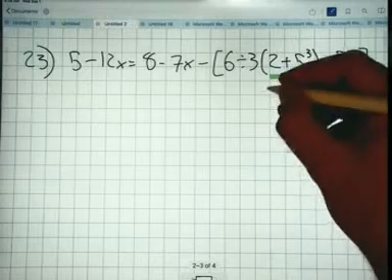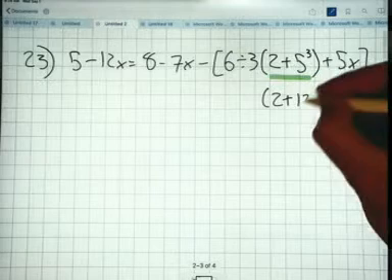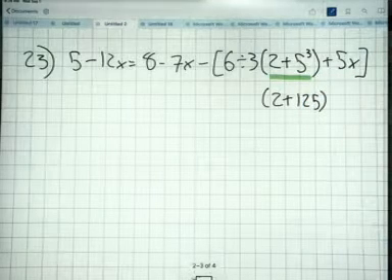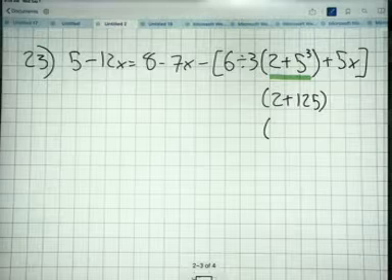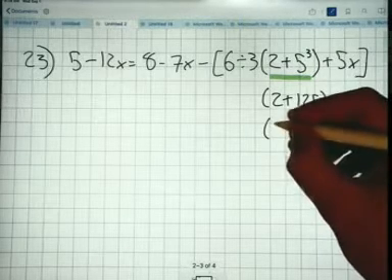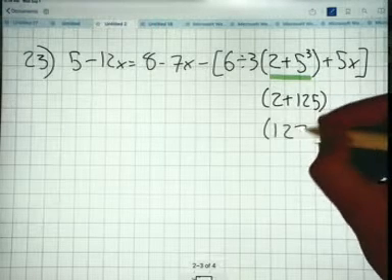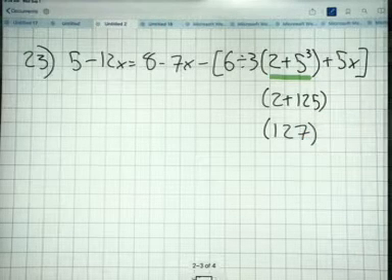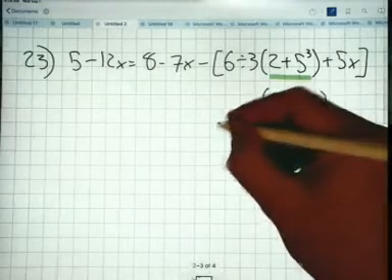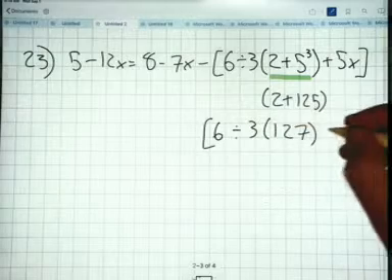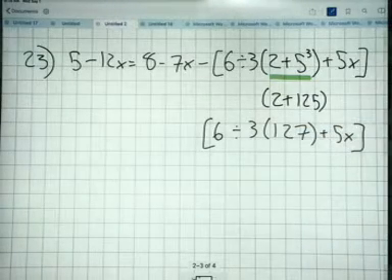So in parentheses, that's going to be 2 plus 125. Now, that's still going to be in parentheses, and that's going to be 127. So you still have the 3 in front of it, the 6, that's going to be in brackets, and plus the 5x.